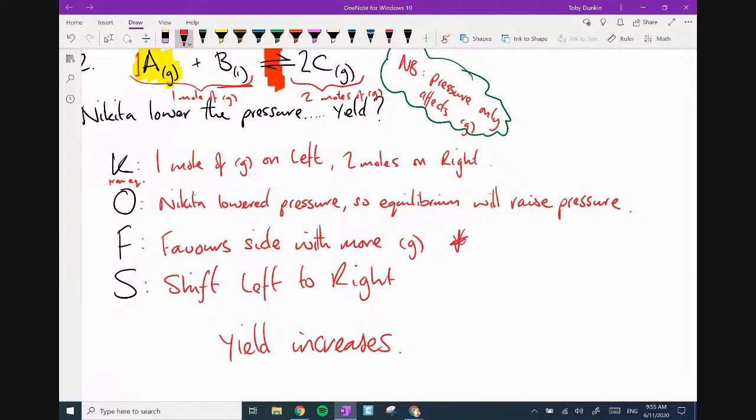The favors one, you have to think, remember, the favors is linked to the knowledge. If you have said the number of moles, then you need to link that in the favor. Yeah, you can't just say favor the forward reaction. It won't do for this one. Do we have to say favor the side with more gas? Yes, you do, Dana. Yes. The F and the K are linked.